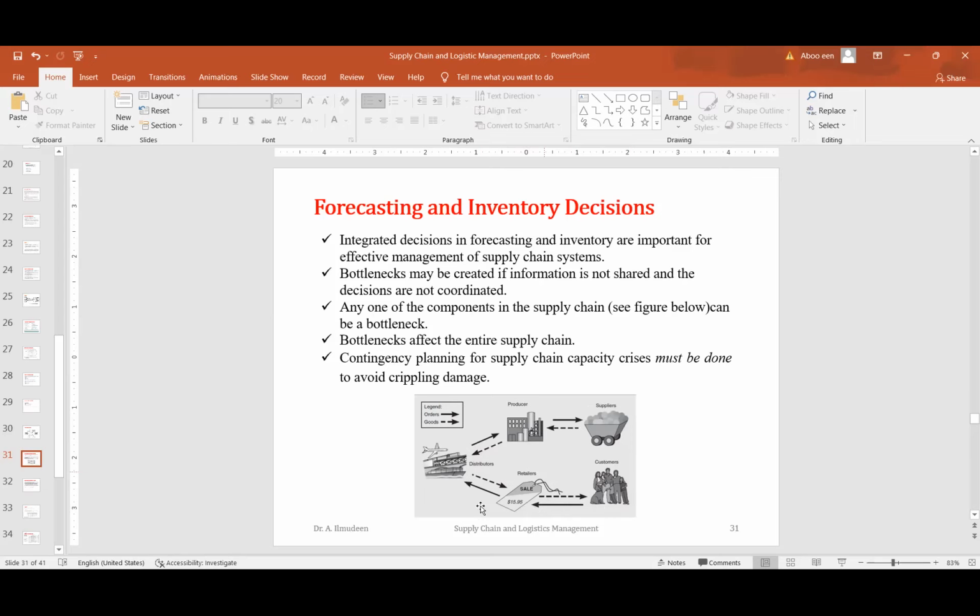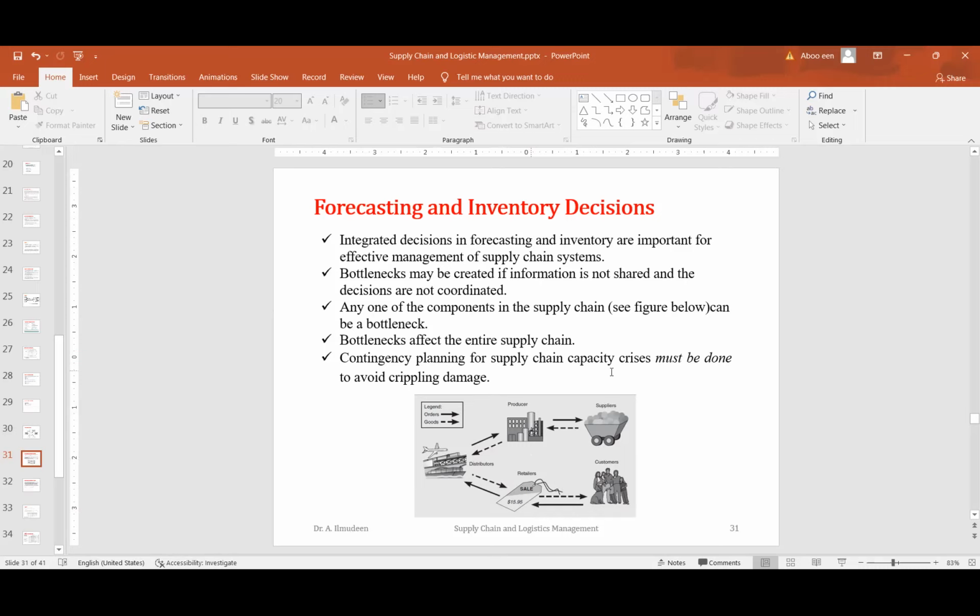Assume that the retailer is not updating or not sharing the actual information with the distributors. So the manufacturing firm and the distributors cannot get information about the customers. It will impact the entire distribution channel, I mean the supply chain management. So a bottleneck affects the entire supply chain. If one of the connected parties is a bottleneck, it will impact the entire supply chain system.